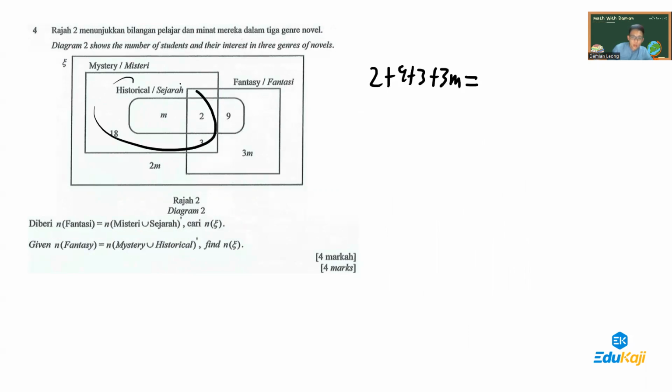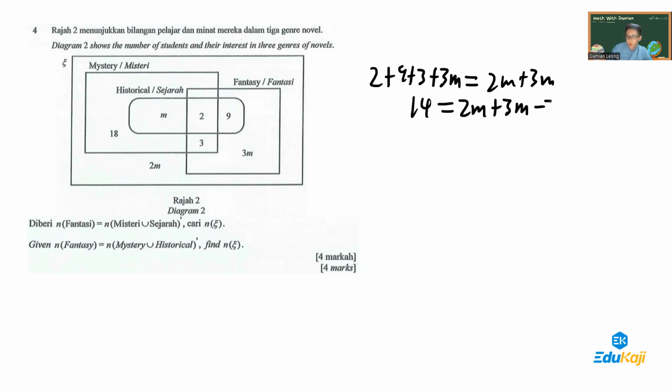Mystery union historical, complement means everything else. So it's this 2, 2m plus 3m, right? So 2 plus 3 plus 9, 14. Then bring over the plus 3m, opposite minus 3m. This one will cancel off, become 0. So get rid of the 2 times 2, opposite divide 2. M is 7.